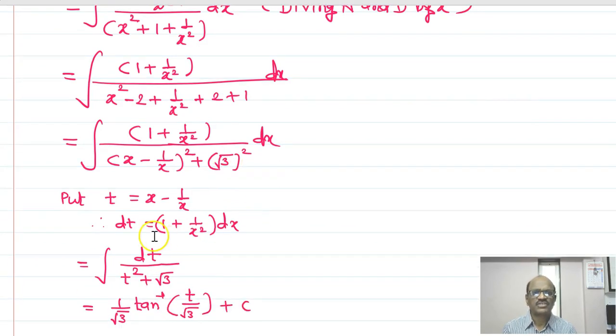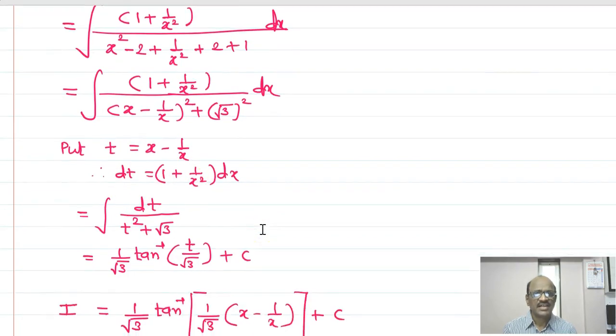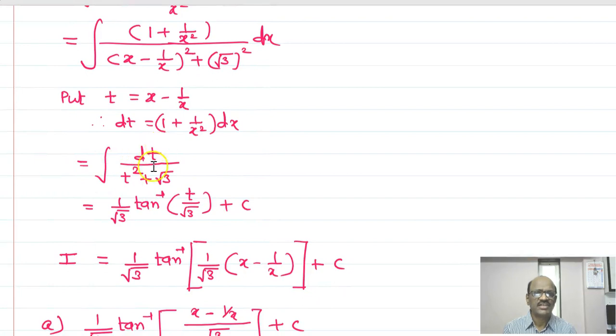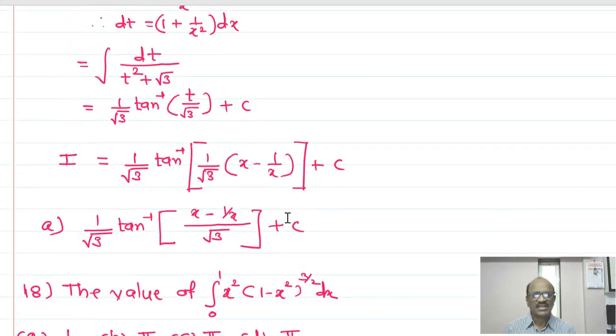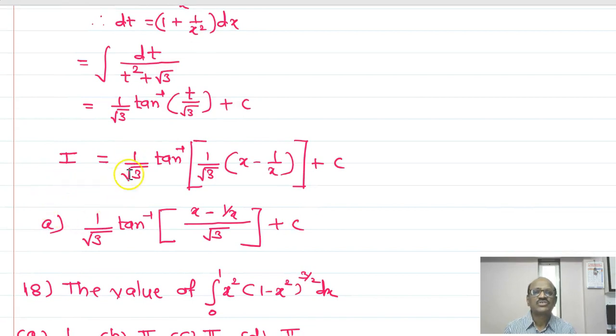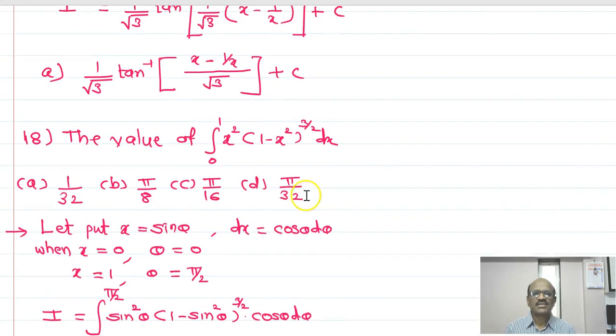Now again here substitution. What is here? Here t is equal to x minus 1 upon x. Then what is dt? That is dt is equal to (1 plus 1 upon x square) dx. Now substitute here: integral dt upon t square plus root 3 square, and this is the form of tan inverse, that is 1 by root 3 tan inverse of t upon root 3 plus c. Hence the answer, I is equal to 1 by root 3 tan inverse of (1 by root 3)(x minus 1 upon x) plus c. Hence the A option is the correct one.